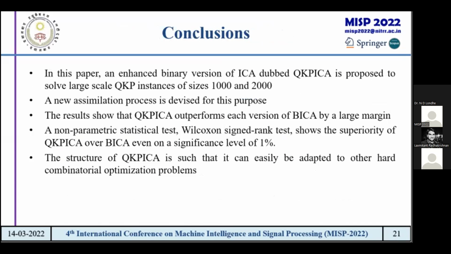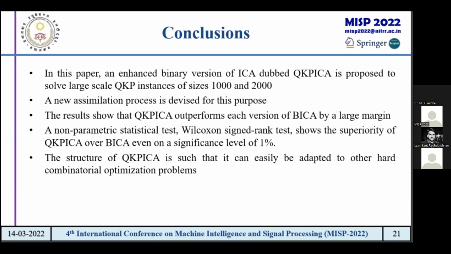So I conclude this presentation with these remarks. We proposed an advanced binary version of ICA, dubbed QKP-ICA, to solve large-scale QKP instances of sizes 1,000 and 2,000. For this, we devised a new assimilation process. The results show that QKP-ICA outperforms each version of BICA by a large margin. And to verify these results, a non-parametric statistical test, the Wilcoxon signed rank test, was performed, which shows the superiority of QKP-ICA over BICA even at a significance level of 1%.